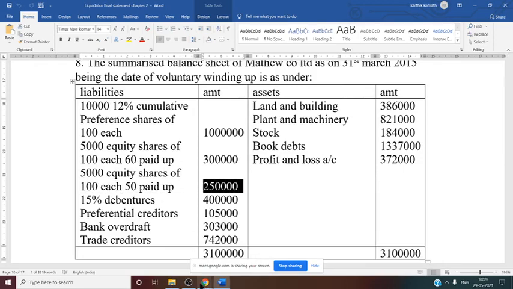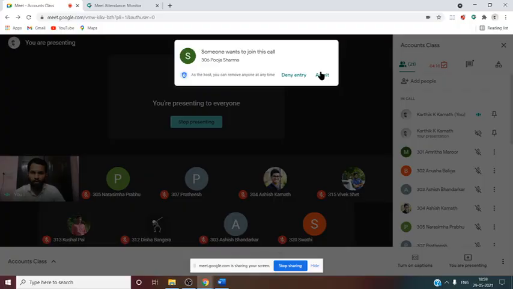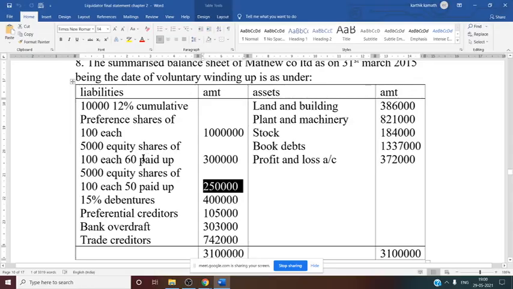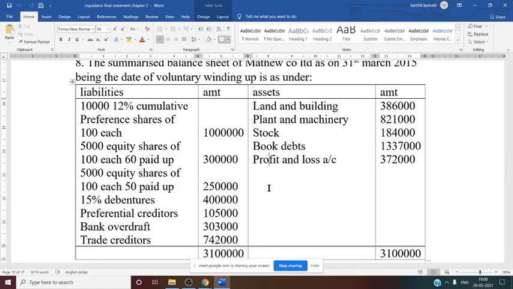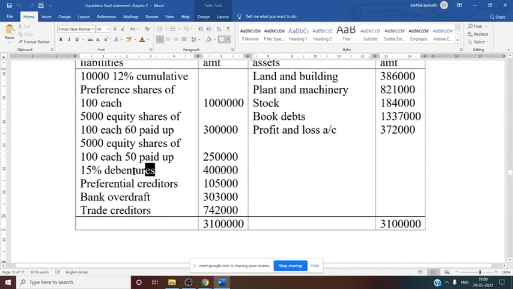Whenever this type of situation is given in the problem, what do we have to do? We have to equalize these two paid up values. For this purpose, we need to do one working note. We need to equalize the paid up value when more than one paid up value of partly paid shares is mentioned in the problem.